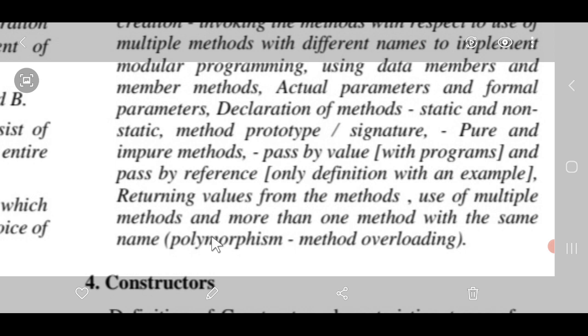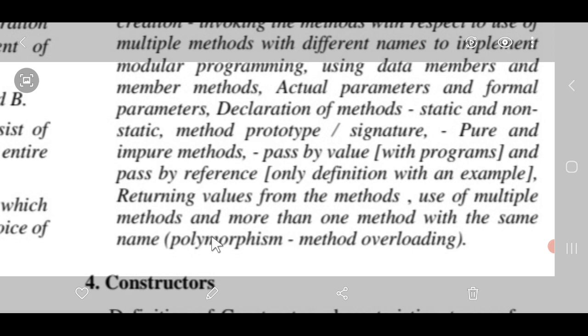So different terms we have to learn in this chapter, that is what is function, function definition, function call, function prototype. Then static methods, non-static ones, pure impure method, actual parameter, formal parameter, right? Function prototype and signature are the same thing. They are referring to the same thing. And then ways of calling a function: call by value, call by reference, or call them pass by value and pass by reference. All right.